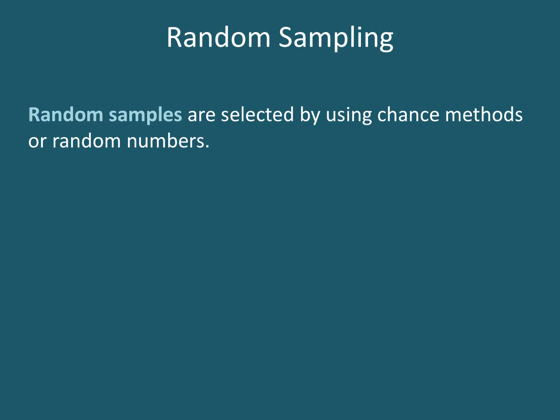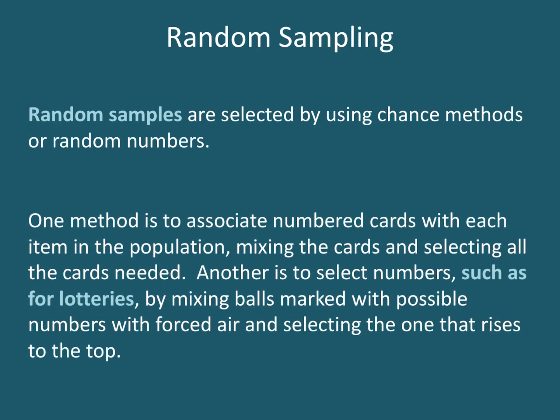Now, random samples are selected by using chance methods or random numbers. So let's begin with our first type of sampling, random sampling. Random sampling is a method that's associated with, let's say, numbered cards within the population. You mix the cards, like shuffle the cards, and then select the cards as needed. Another is to select numbers, such as in a lottery. If you mix the balls marked with possible numbers with forced air and select the one that rises to the top, that is a good example of simply random sampling.